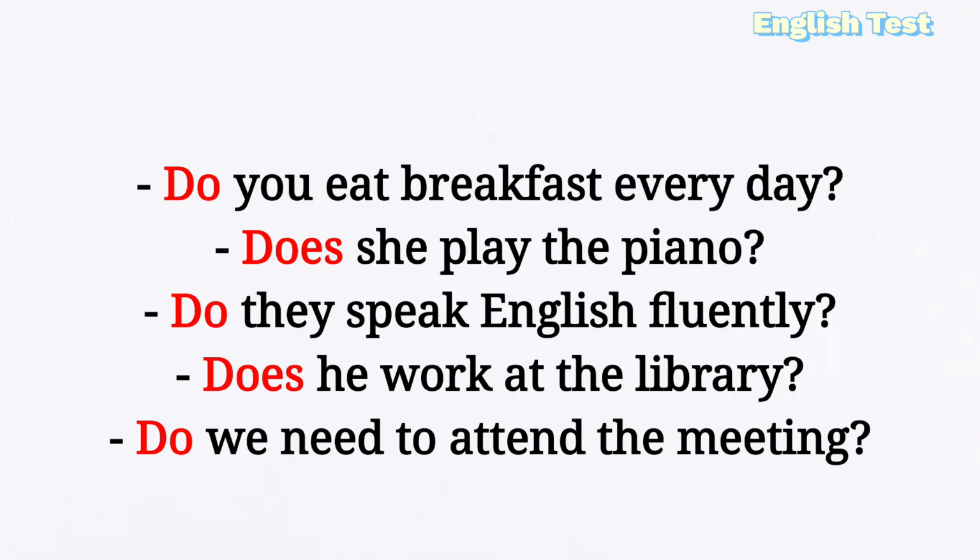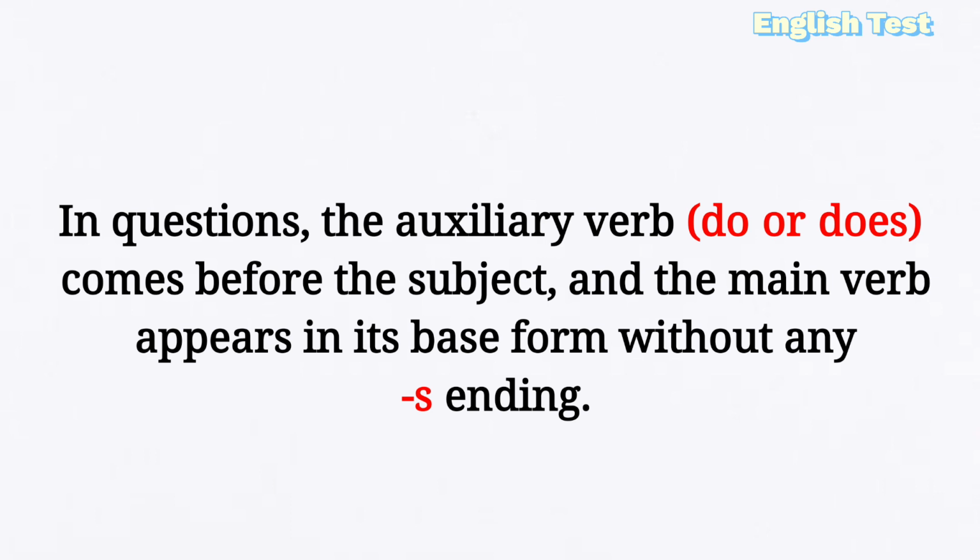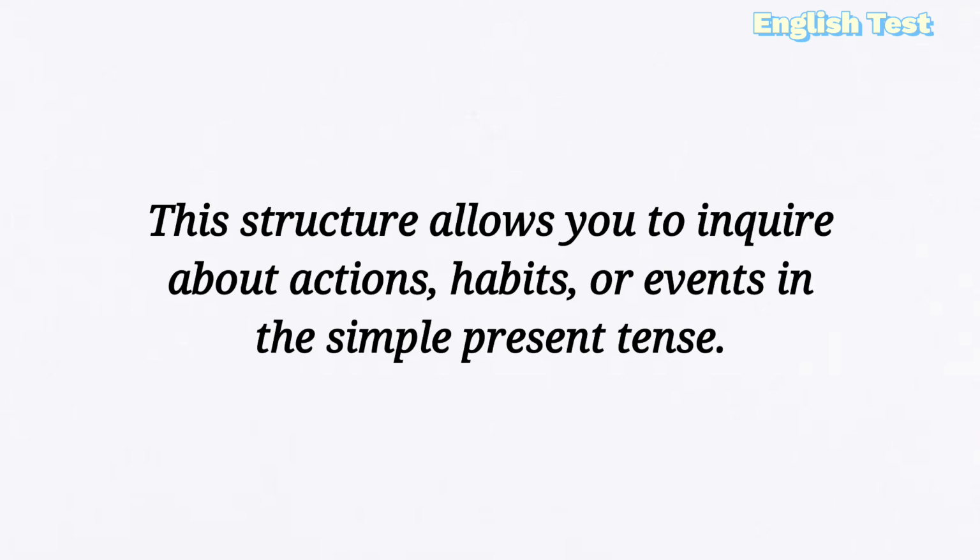Examples. Do you eat breakfast every day? Does she play the piano? Do they speak English fluently? Does he work at the library? Do we need to attend the meeting? In questions, the auxiliary verb, do or does, comes before the subject and the main verb appears in its base form without any s ending. This structure allows you to inquire about actions, habits, or events in the simple present tense.